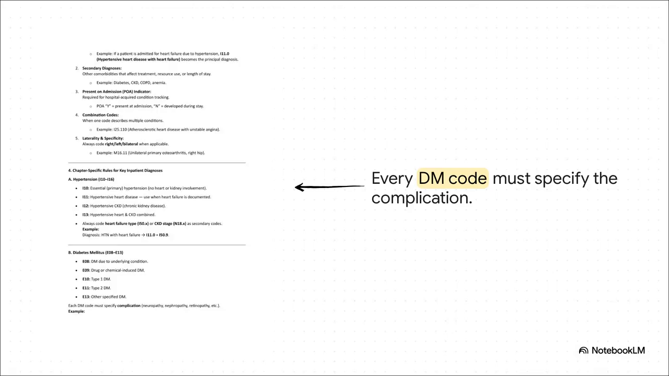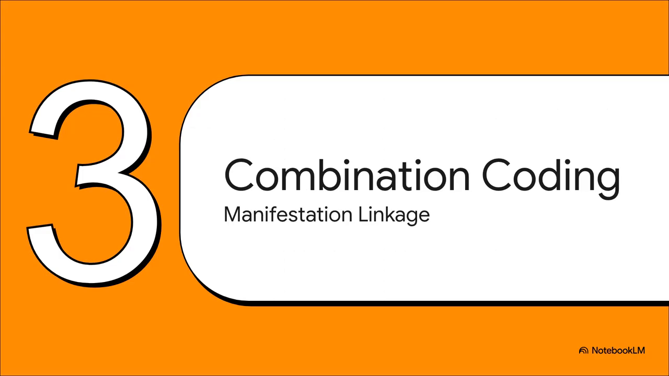Now, when we look at the chapter-specific rules for these key inpatient diagnoses, there's an important reminder. Every single diabetes mellitus code must specify the complication. We can't just code diabetes in a vacuum, right? We need to know, is it with neuropathy, nephropathy, retinopathy? Capturing that specific complication is what tells the true clinical story of the patient. Which leads us perfectly into Section 3, combination coding and manifestation linkage.